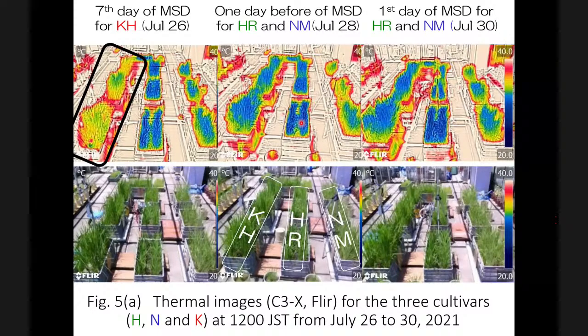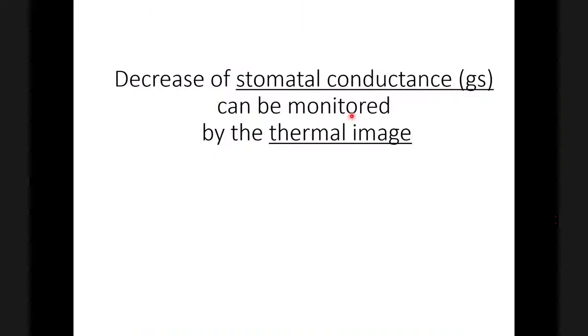So without measuring the stomata conductance, by taking a thermal image with a camera, we can predict it. Nowadays we have many such types of cameras to measure body temperature, right? By using such a thermal camera, we can detect the changes of stomata conductance that should lead to the decrease or increase of photosynthesis. Okay, this is a kind of small conclusion: by using the thermal image, we can detect the decrease or increase of stomata conductance.